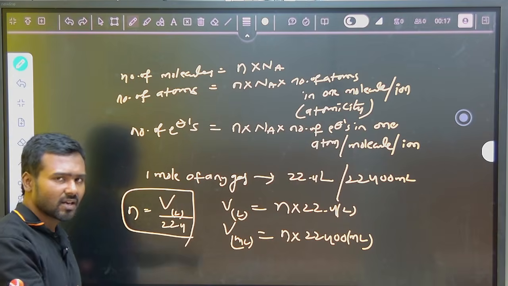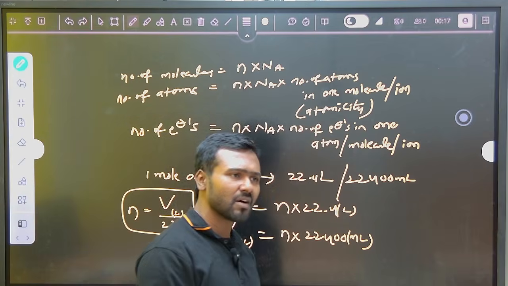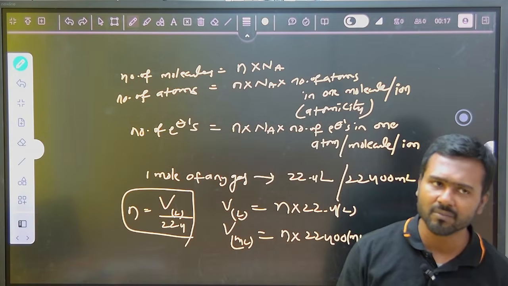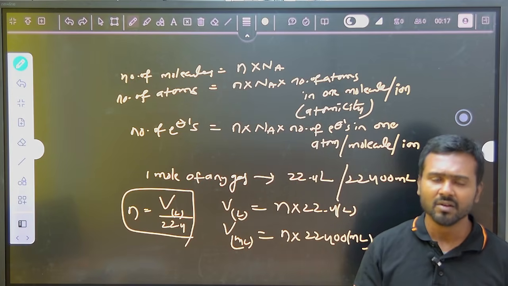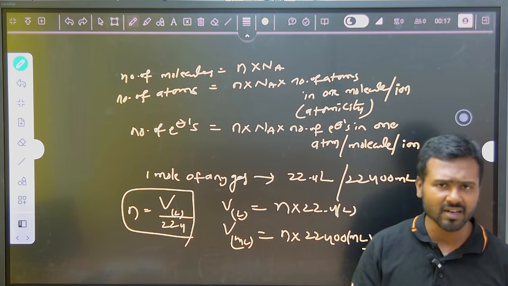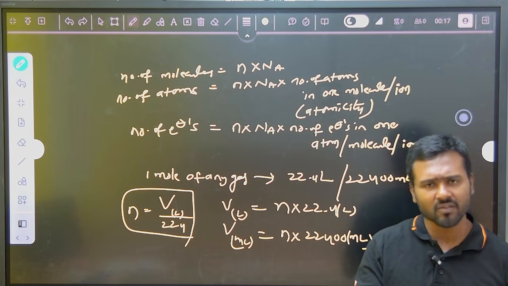Now everything is interrelated here. Number of moles, number of particles, number of molecules, number of atoms, volume, everything is interrelated. That means if you find one thing, you can find all the remaining things.